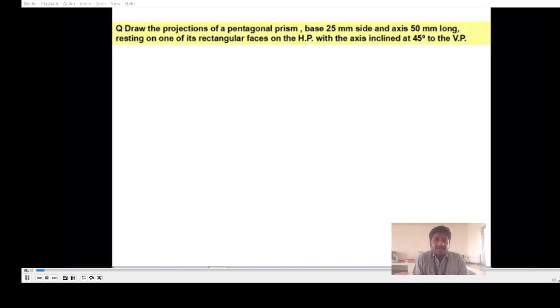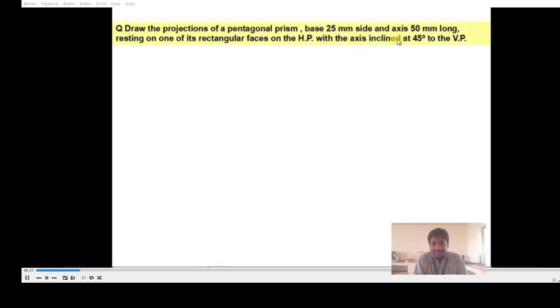Hi friends, welcome to the projection of solids. The problem is a pentagonal prism, base 25 mm and height (axis) 50 mm, resting on one of its rectangular faces on HP with the axis inclined 45 degrees to the VP. The given pentagonal prism has a base of 25 mm and an axis 50 mm long, with one of the rectangular faces lying on HP. So the axis is inclined 45 degrees actually.